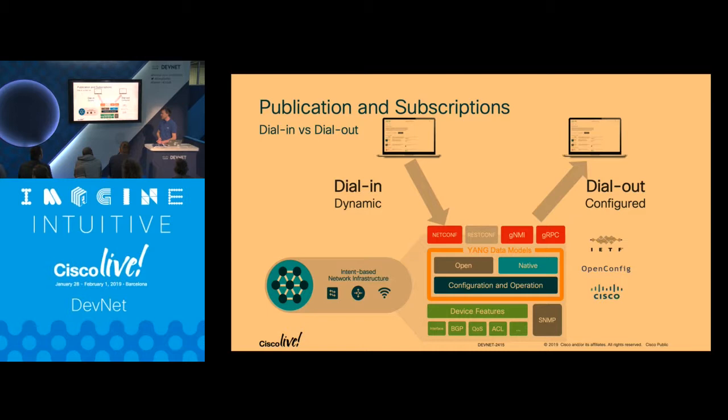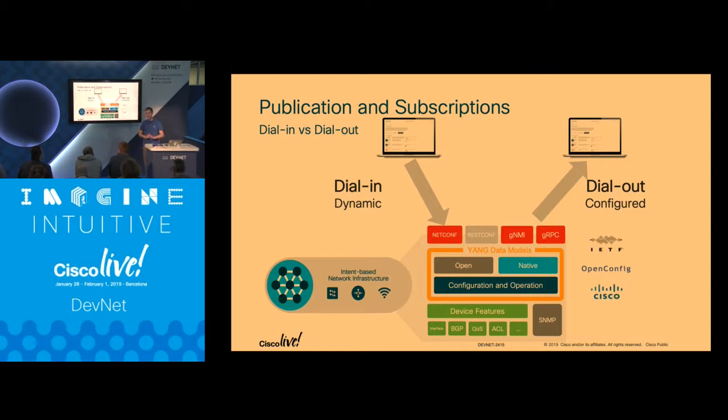And again, for the native and the open models, there's two flavors of data that we can get. We can get configuration data where we actually program the device. Think of this like when you're in conf t and you're sending commands. That's when you're going to be using a configuration data model. And then we have the operational data model. So this is going to be like getting data about your connected clients.